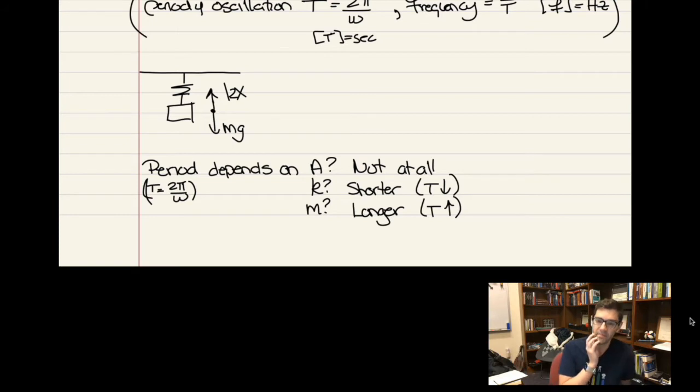But it did seem to depend on the spring constant and the mass. With the stronger spring or larger spring constant, there's a stronger restoring force. You get more force for a little bit of displacement. And as a result, the object oscillated faster, or the period was shorter. The period going down means the angular frequency should go up. The rate at which it completes 2 pi radians increases.